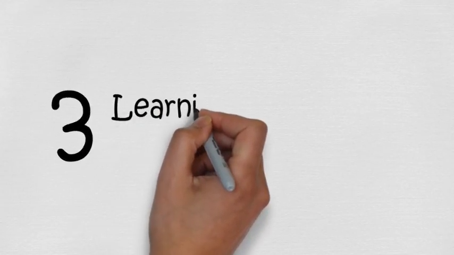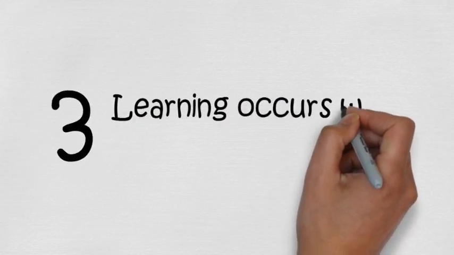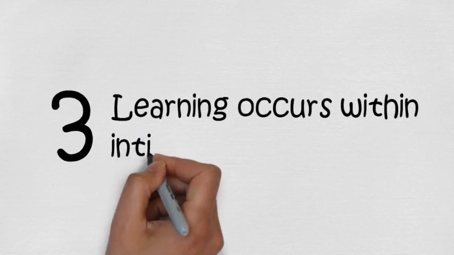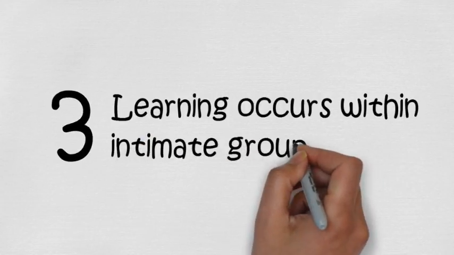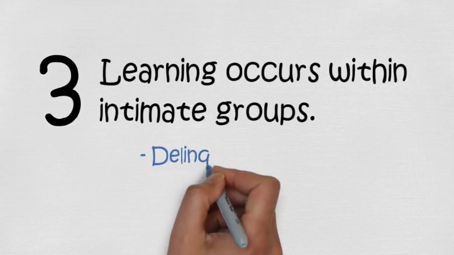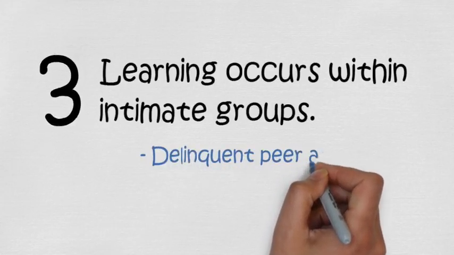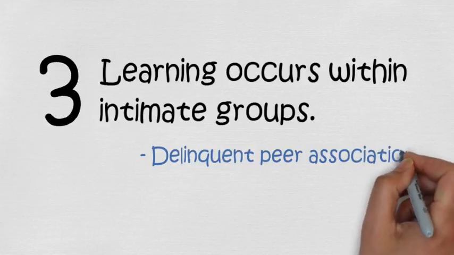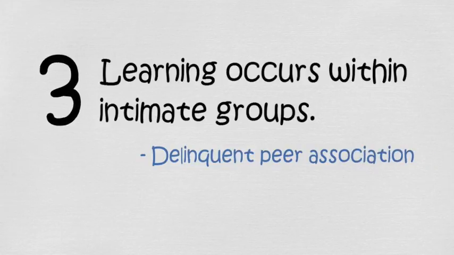His third proposition stated that the principal part of learning occurs within intimate groups or intimate others. Specifically, he said that the single strongest predictor of differential association is delinquent peer association. So those juveniles that have delinquent peers are more likely to be delinquent themselves.